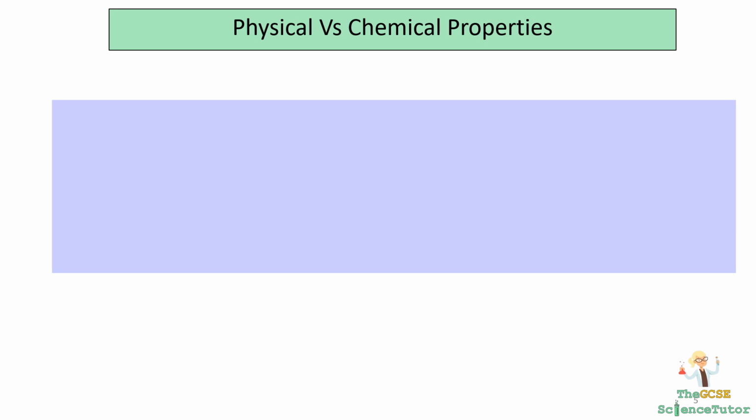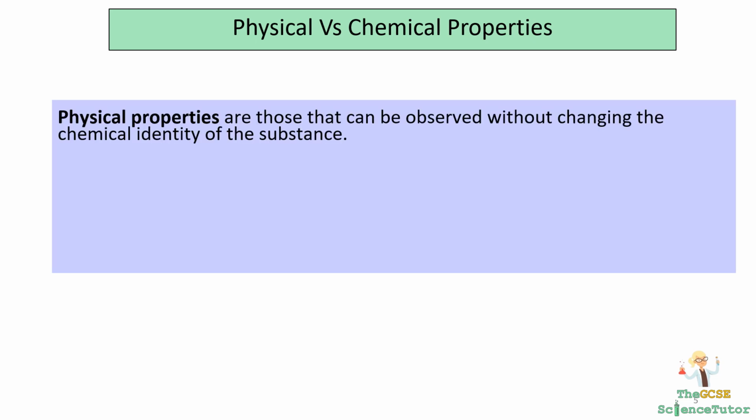In an exam, you are going to be asked to discuss the physical and chemical properties of both Group 1 and transition metals. So what is the difference? Well, a physical property is one that can be observed without changing the chemical identity of the substance. What that means is it's something that can be observed without undergoing a chemical reaction. For example, density or hardness or melting and boiling point.